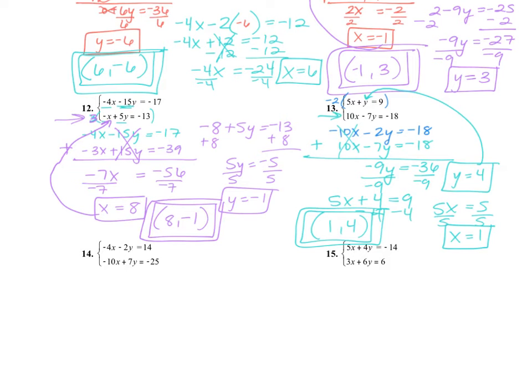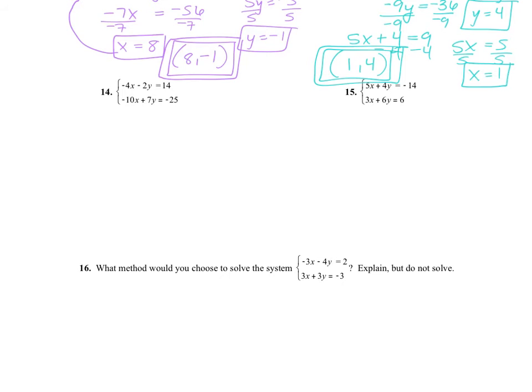Okay. All right, we're getting there. Now is where they get a little more fancy. With 14, we can't just multiply one of these to get what we want. Okay, so instead, what we're going to do is multiply both of them. And I usually just try to pick the smaller of the numbers that will get us there. But sometimes it's just whatever makes sense to you.